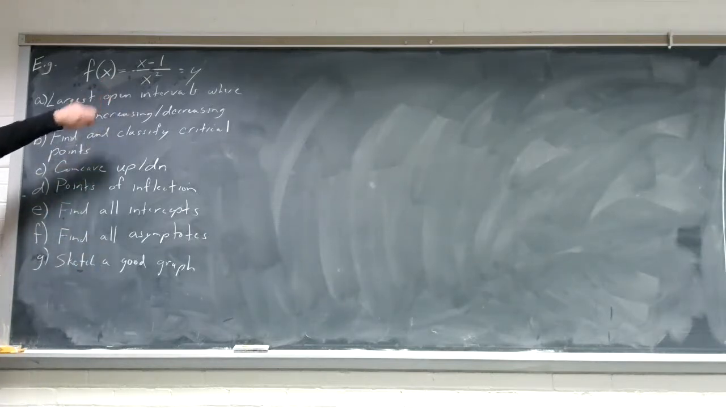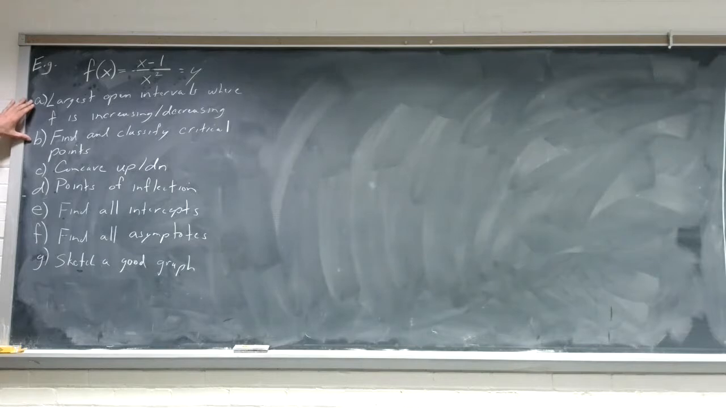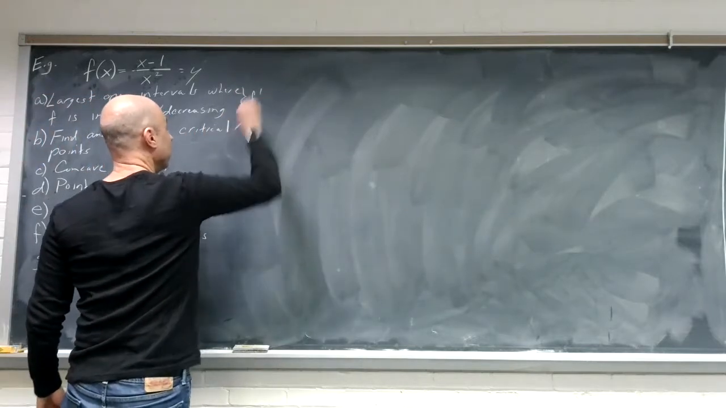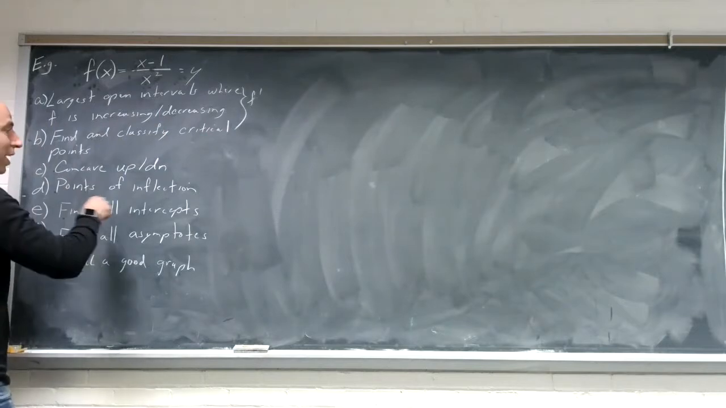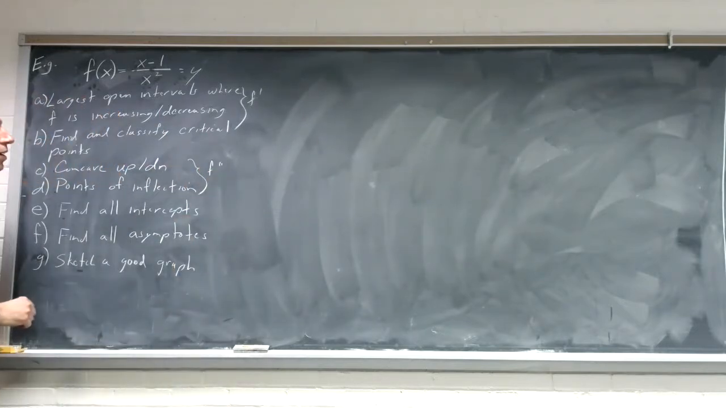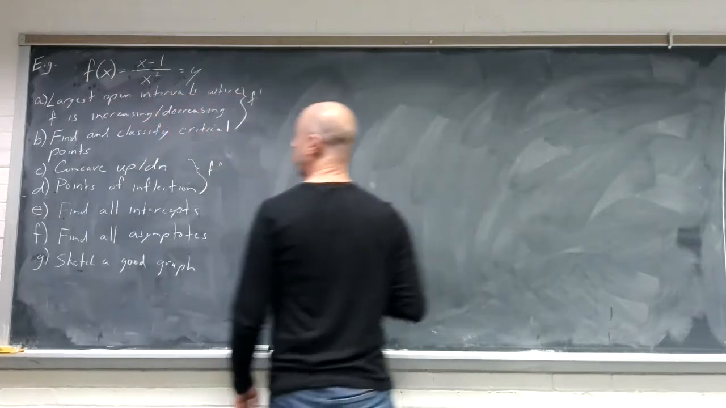So f of x equals x minus 1 over x squared, and that of course is y. Y is always equal to f of x. And let's start with a and b. We know that a and b have to do with the first derivative. And eventually we'll come to c and d, which of course have to do with the second derivative. Let's begin by taking the first derivative of this function.